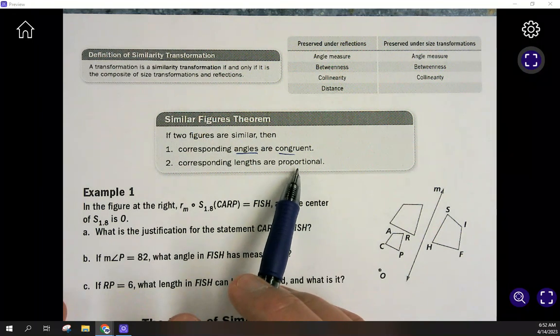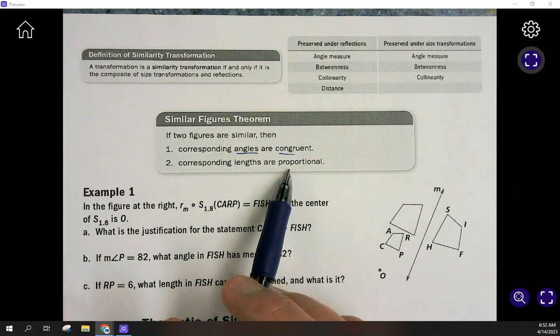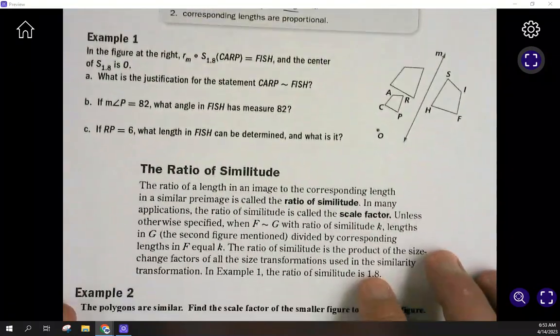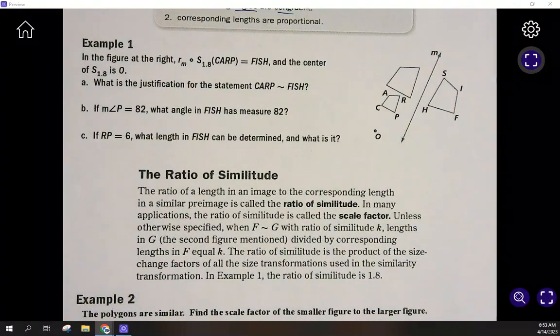And then corresponding lengths are proportional. They could be the same size. They could be in proportion 1 to 1. But if all of the side lengths change by a factor of 10, they're all 10 times bigger, 10 times smaller, whatever it is, as long as they're proportional, then they are similar. Okay, so a lot of defining things. Let's now actually get into some work.